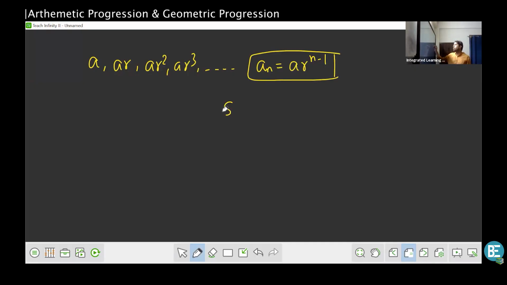Similarly, we have a formula for the sum of n terms. We are not going to derive it, we will just memorize the formula: a into r to the power n minus 1 upon r minus 1. This is the formula for the sum of n terms of a GP.